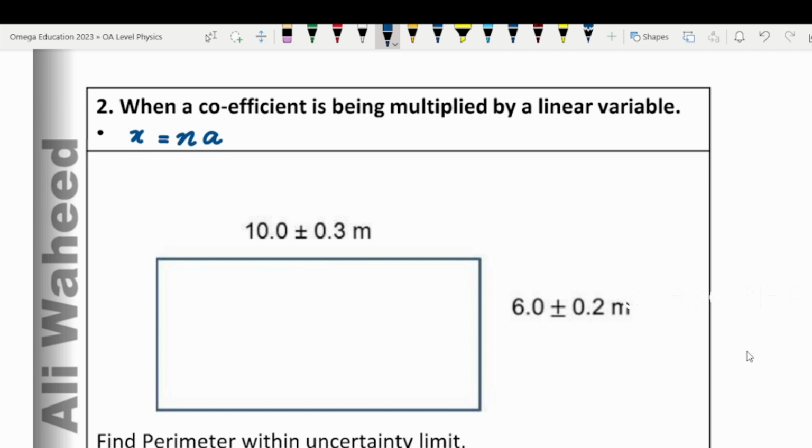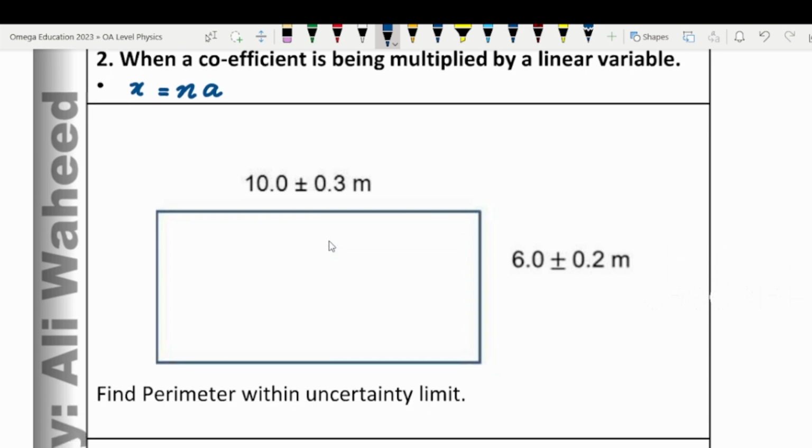So what are the examples? Find the perimeter within the uncertainty limit. You are given the rectangle, the principal value of the rectangle along with the uncertainty. You can call this one the length, and the width is also given. The principal value followed by the uncertainty. And you need to find the perimeter of the rectangle within the uncertainty limit.